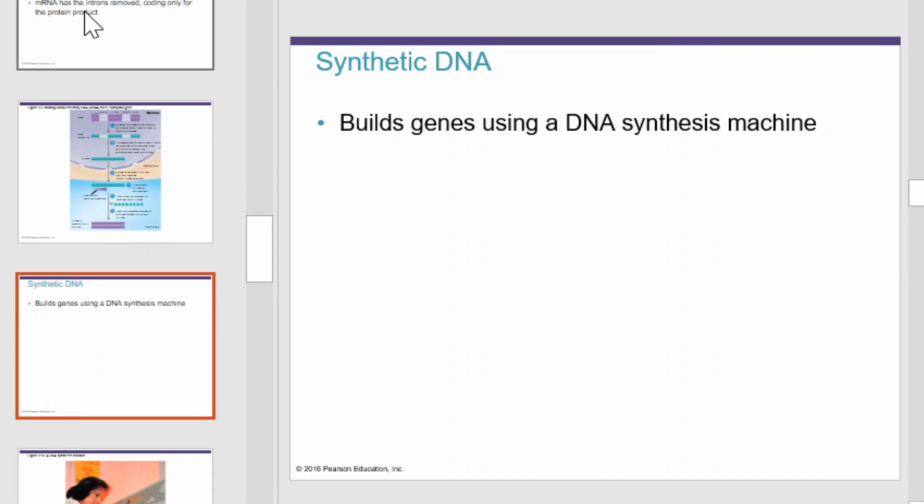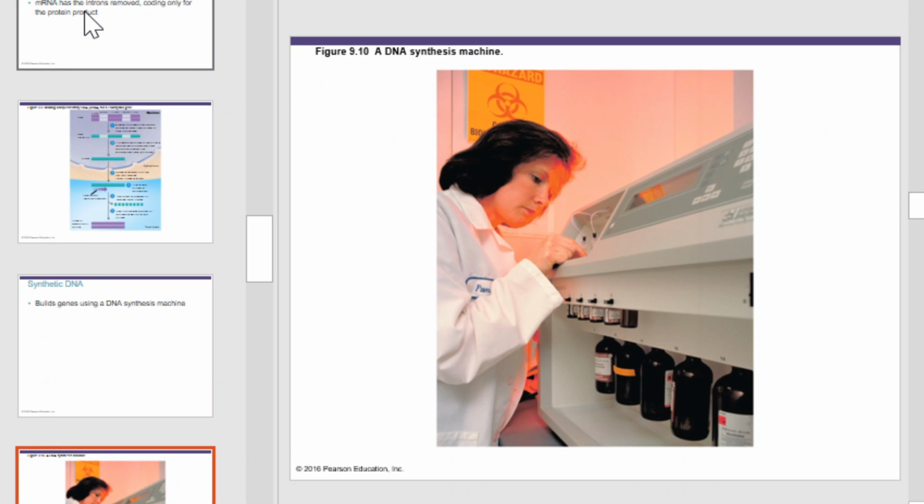Synthetic DNA. Synthetic DNA is produced as genes are constructed using a DNA synthesis machine. This is an illustration of a DNA synthesis machine. The operator can program in and synthesize DNA fragments of their own choosing.